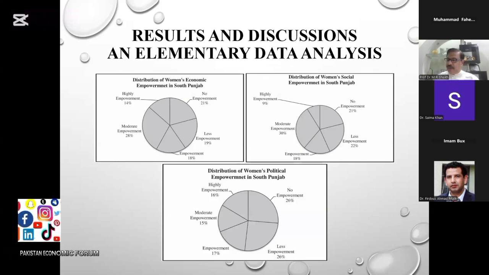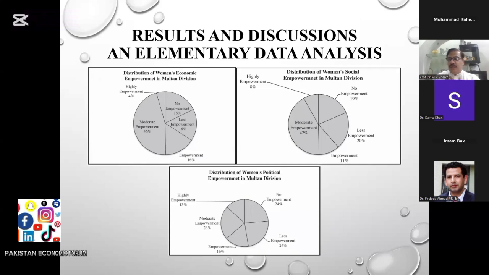We can see that in DG Khan division, all types of women empowerment are lower compared to the other divisions. Multan is at the top in terms of the moderate economic empowerment category, Bahawalpur is second, and DG Khan is third. As far as the social empowerment category is concerned, Multan is again at the top with respect to moderate social empowerment, Bahawalpur is second, and DG Khan is third. In these pie charts, for political empowerment, Bahawalpur is at the top, DG Khan is second, and Multan is third.